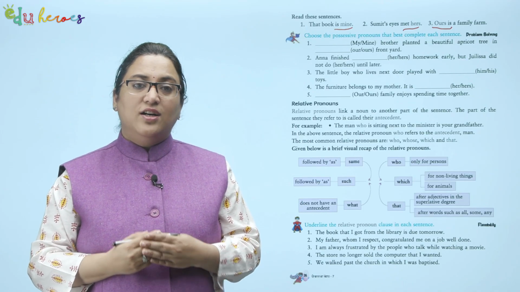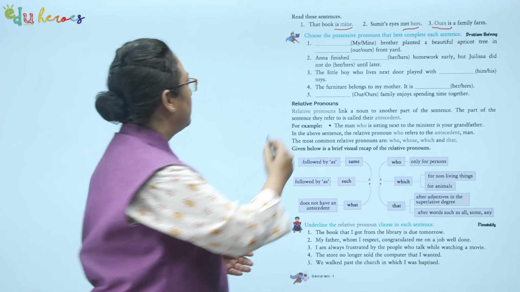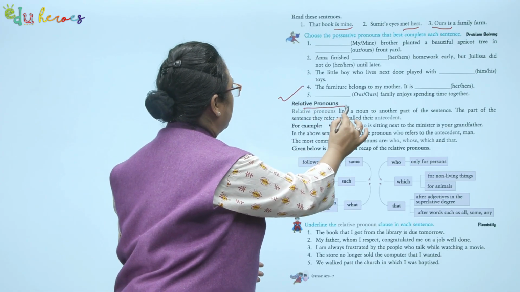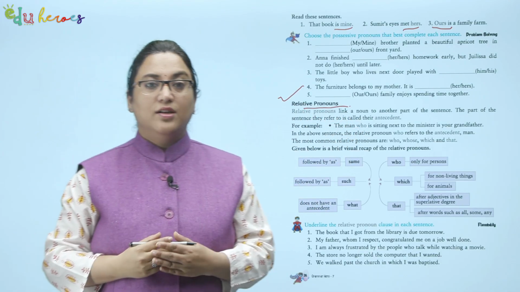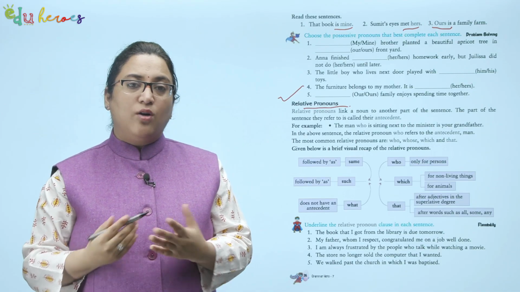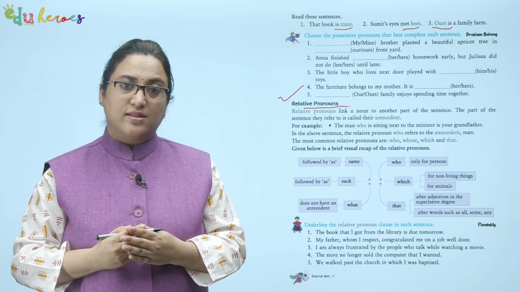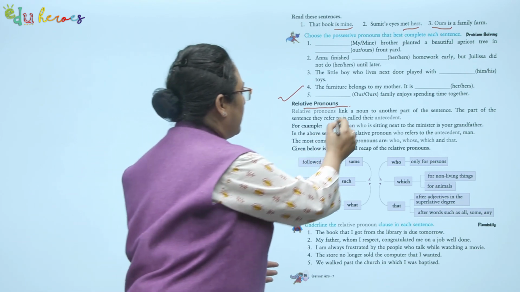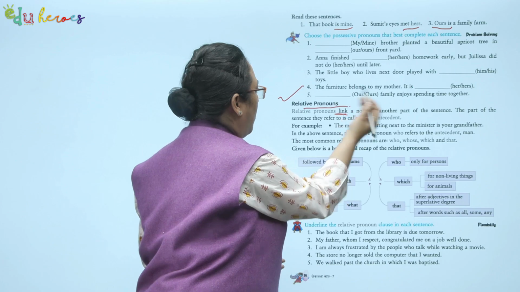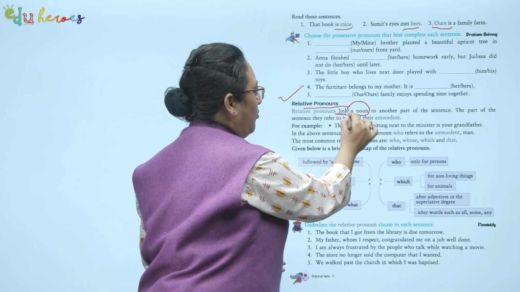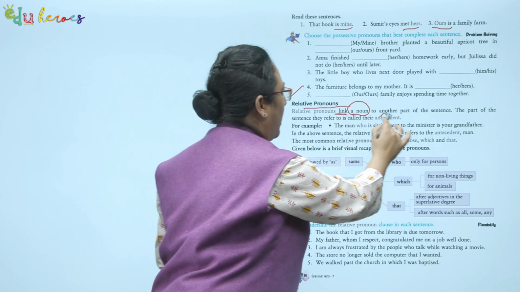Next we have relative pronouns. Children, relative pronouns link a noun to another part of the sentence. That's the keyword for us to remember. It's about linking. Link what? A noun to another part.